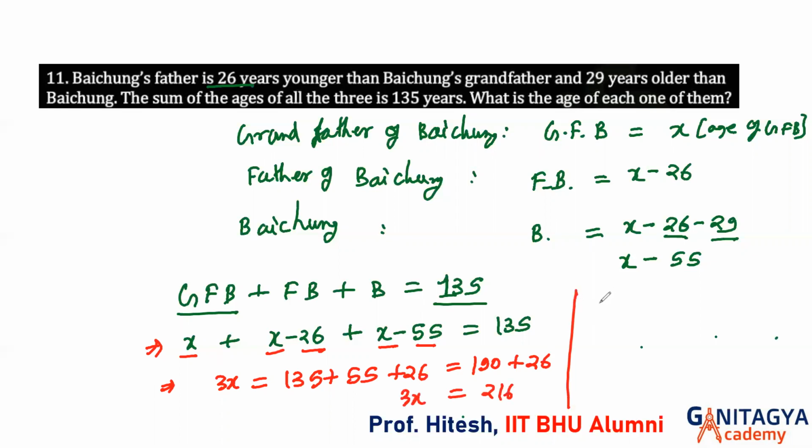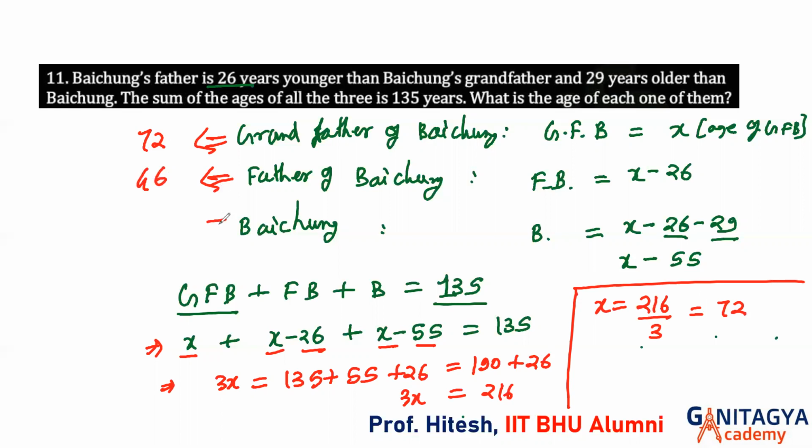So x will be 216 upon 3, hence it is 72. So grandfather of Baichung's age is 72. Father of Baichung's age is 72 minus 26, which is 46, and then Baichung's age will be 46 minus 29, so this must be 17. Okay, please write it down and let me know if you find it. Okay, very good. Chaliye.